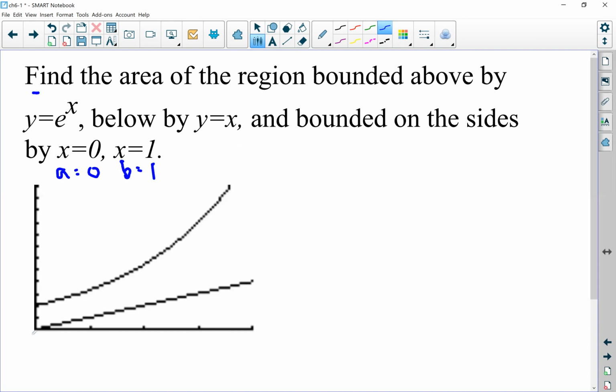Our upper function, and you won't always be told which is the upper function and which is the lower function. But it's pretty easy to figure out. If you're not told, just pick a number in between a and b and plug it in. Whichever one gives you the larger value, that's your f, that's your upper function. Whichever gives you the lower value, that's your g.